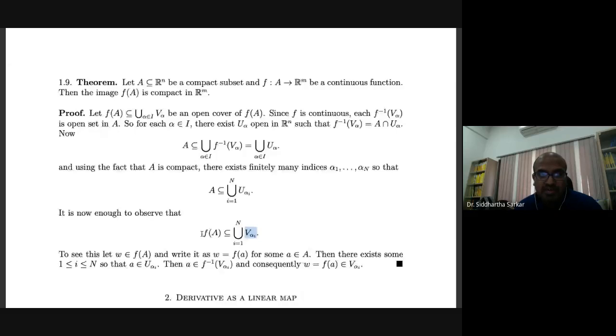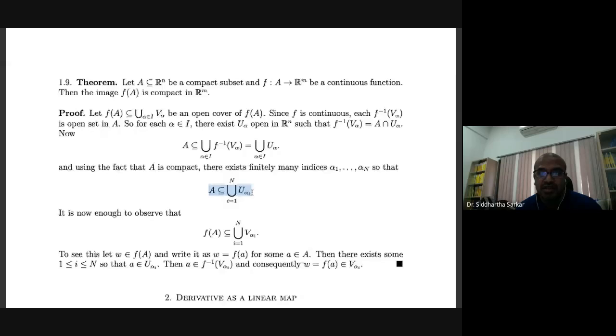What you do is you take a point from Fa, write it as f of some point in A, and this point A should go inside one of the U alpha i's. The moment it goes in the U alpha i's, its image should go inside V alpha i's, because of the definition that U alpha is contained in V alpha. So this is almost obvious from here, and therefore this point W should go in this V alpha. So therefore I ended up covering my set Fa as a union of V alpha i's.